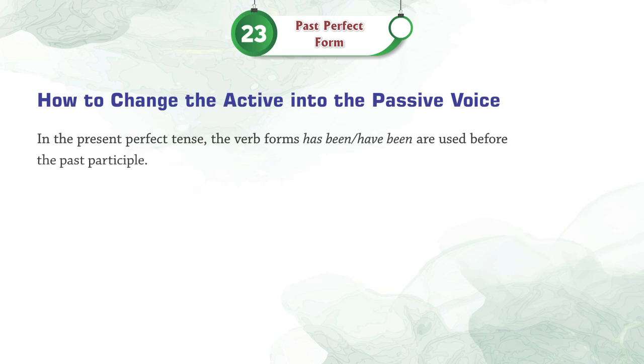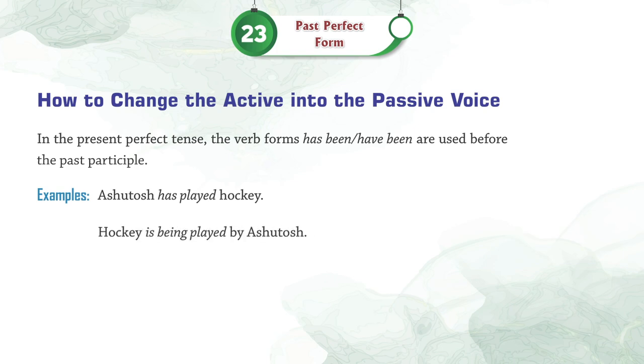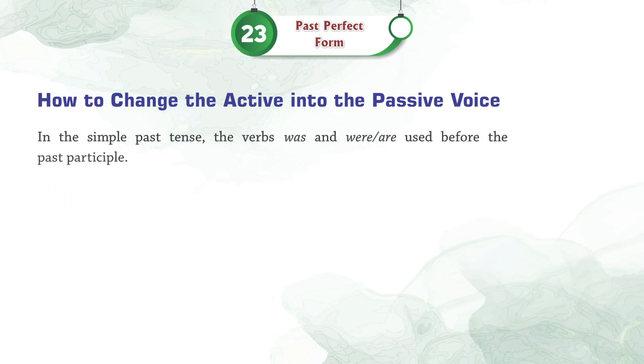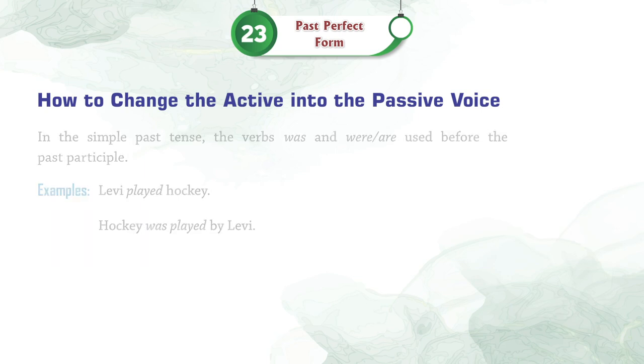In the present perfect tense, the verb forms has been or have been are used before the past participle. Examples: Ashutosh has played hockey. Hockey is being played by Ashutosh. In the simple past tense, the verbs was and were are used before the past participle. Examples: Levi played hockey. Hockey was played by Levi.